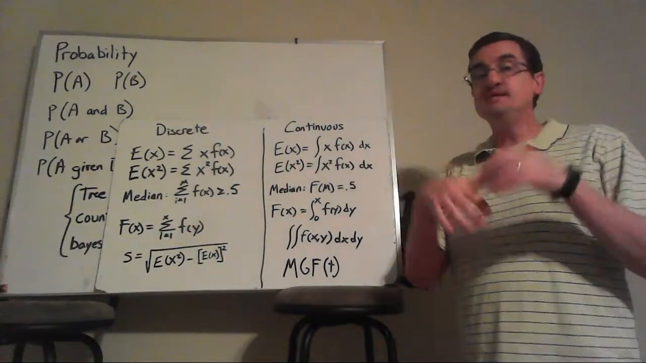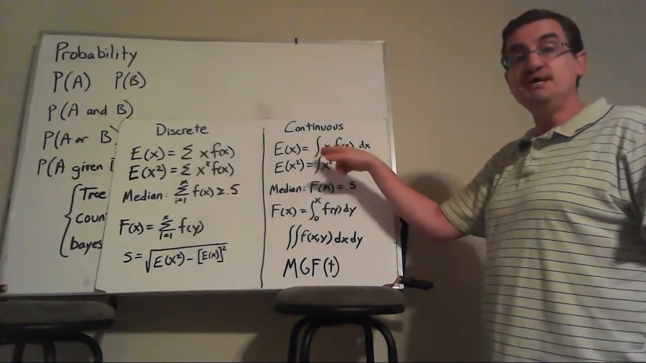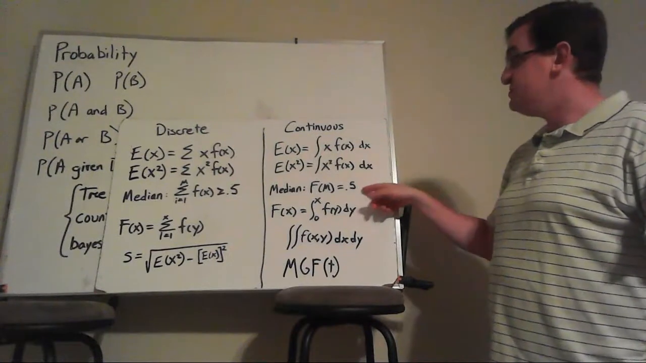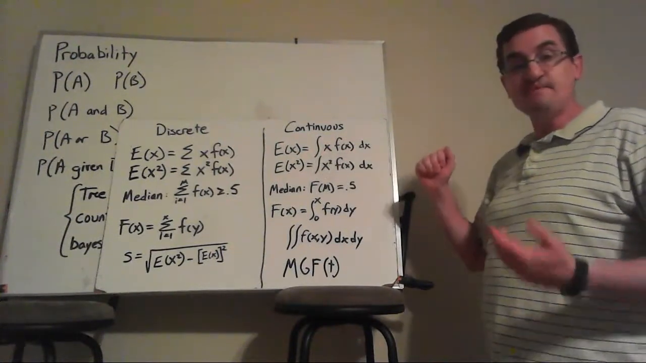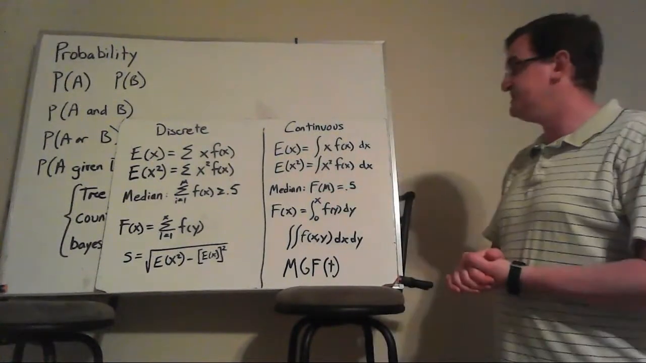To flip to the continuous side, it's the same idea, but we're replacing the summations with integrals. For the median, you want to integrate up to 0.5. So you could just use the CDF because that's the point of using the whole CDF.